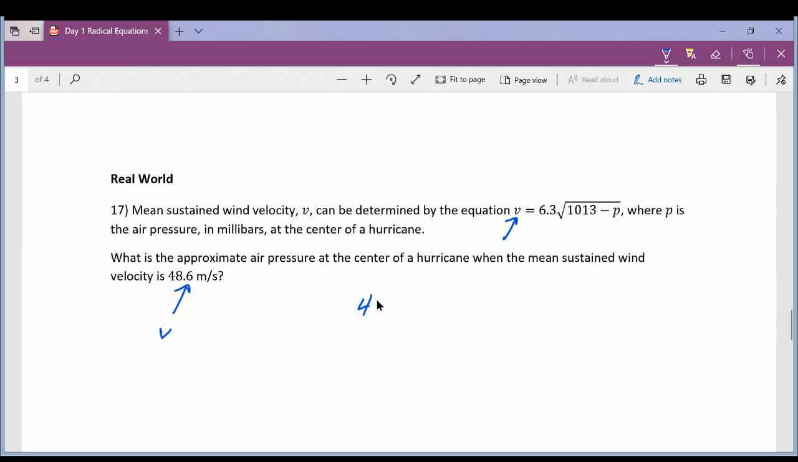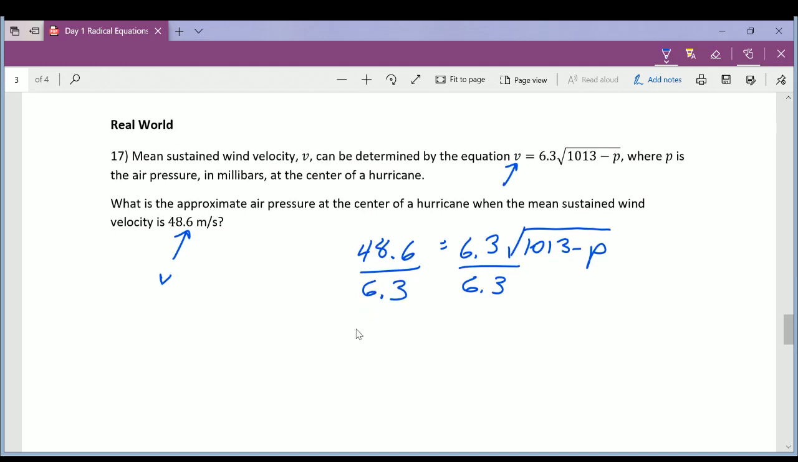All right, so this guy here, we'll do 48.6 for our V equals 6.3 square root 1013 minus p. The rule is still the same. We're going to try to get the radical by itself first. That is a times 6.3, so we'll divide by 6.3. And this is going to give us kind of a long answer. We could take it to, I don't know, 2 decimal places, let's say 7.71.